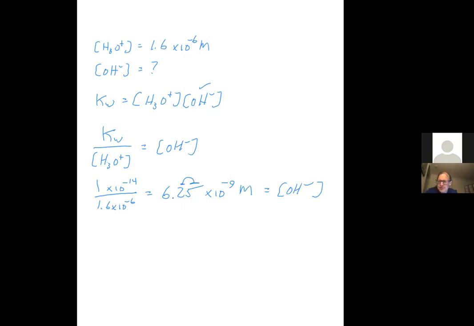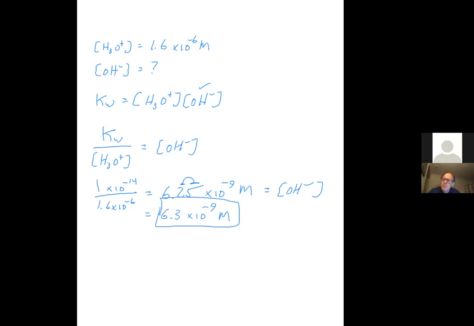You could look it up on the internet. Let's just Google that. It's not a huge issue, but you don't want to run into this problem. So I think you round it up. So 6.3 times 10 to the minus 9 molar, and that would be your hydroxide concentration.